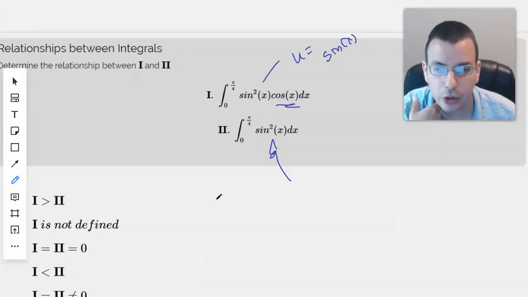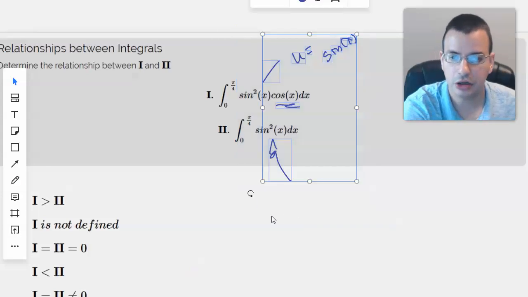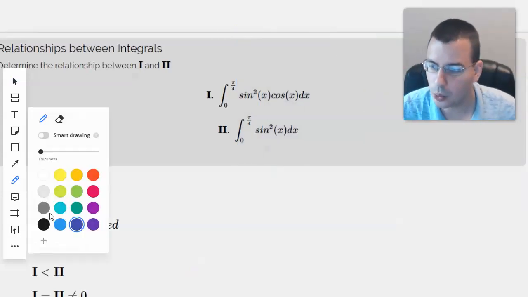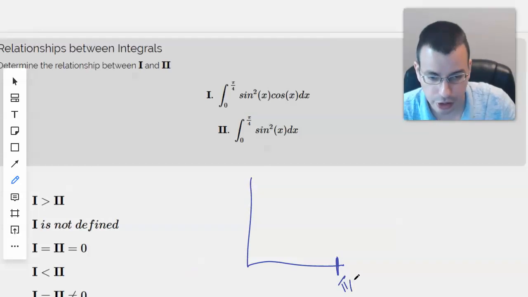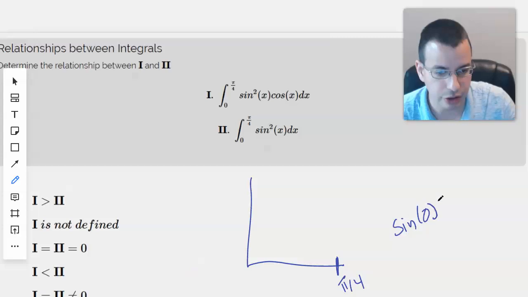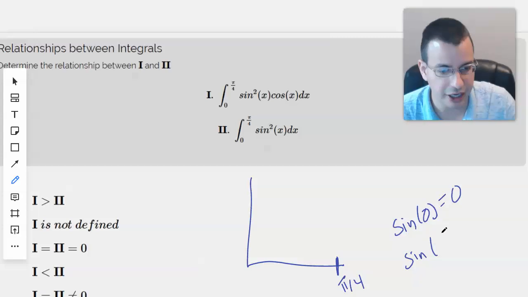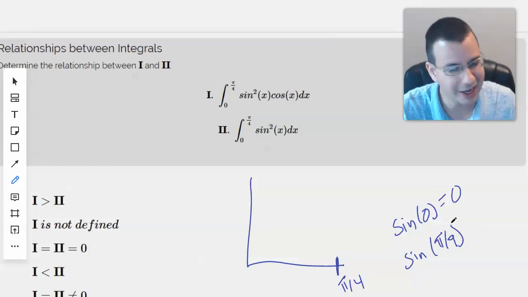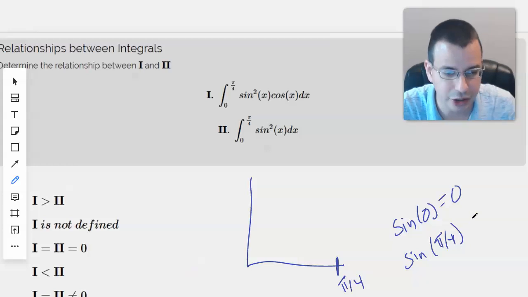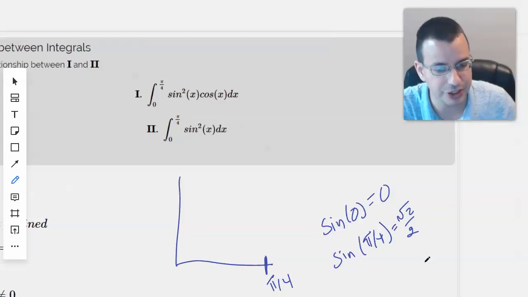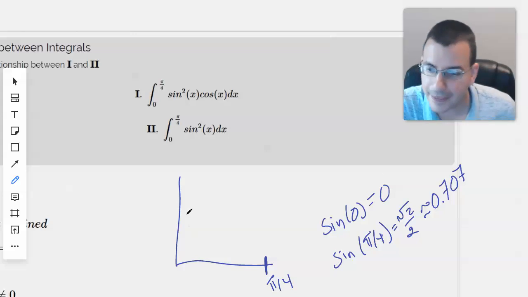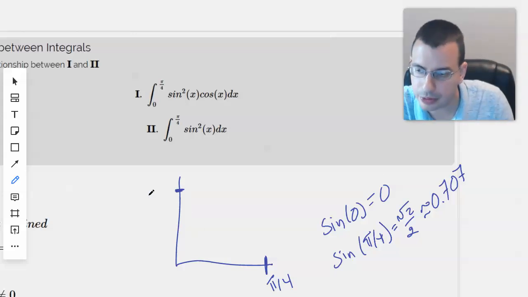Okay, so let's look at this from 0 to pi over 4. So sine of 0 equals 0. Sine of pi over 4, and I know that looks like a 9, it's a 4, that looks like a y now, is square root of 2 over 2, which is about 0.707. The important part is it's less than 1.